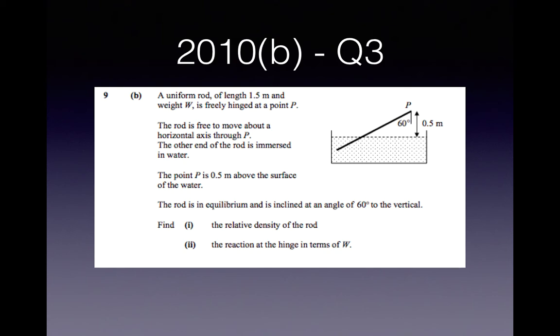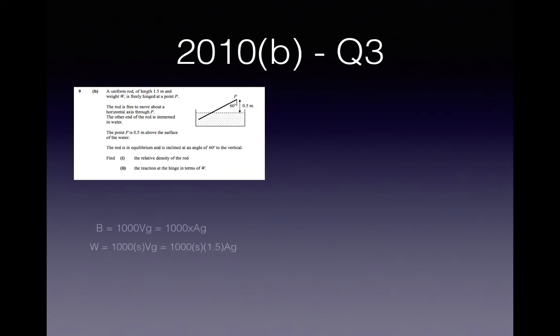I'll leave you to read that, and you can pause it if you need to. Same method. In this case, the buoyancy is equal to the weight of fluid displaced. That means we're looking at the density of the liquid, which is water, density of 1000. The volume is the volume of the submerged section of rod, which is X, the length submerged, multiplied by A. And then we're multiplying it by g. The weight then is rho Vg as well, but the rho, or the density, is 1000 times the relative density, or the specific gravity, of the rod. So it's S in that case, multiplied by the volume, and the volume is the total length multiplied by the cross-sectional area, so 1.5 by A.